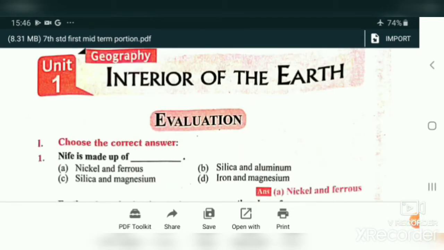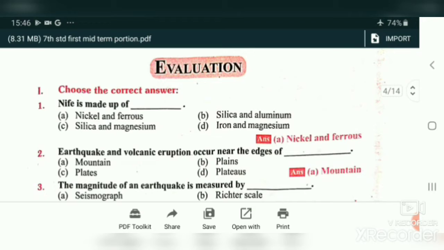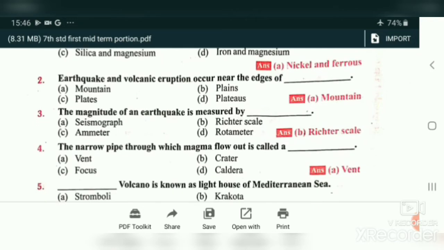Next we will revise geography lesson 1, Interior of the Earth. First we will move to choose the correct answer. NiFe is made up of nickel and ferrous: Ni means nickel, Fe means iron. The answer is: earthquakes and volcanic eruptions occur near the edges of mountains.